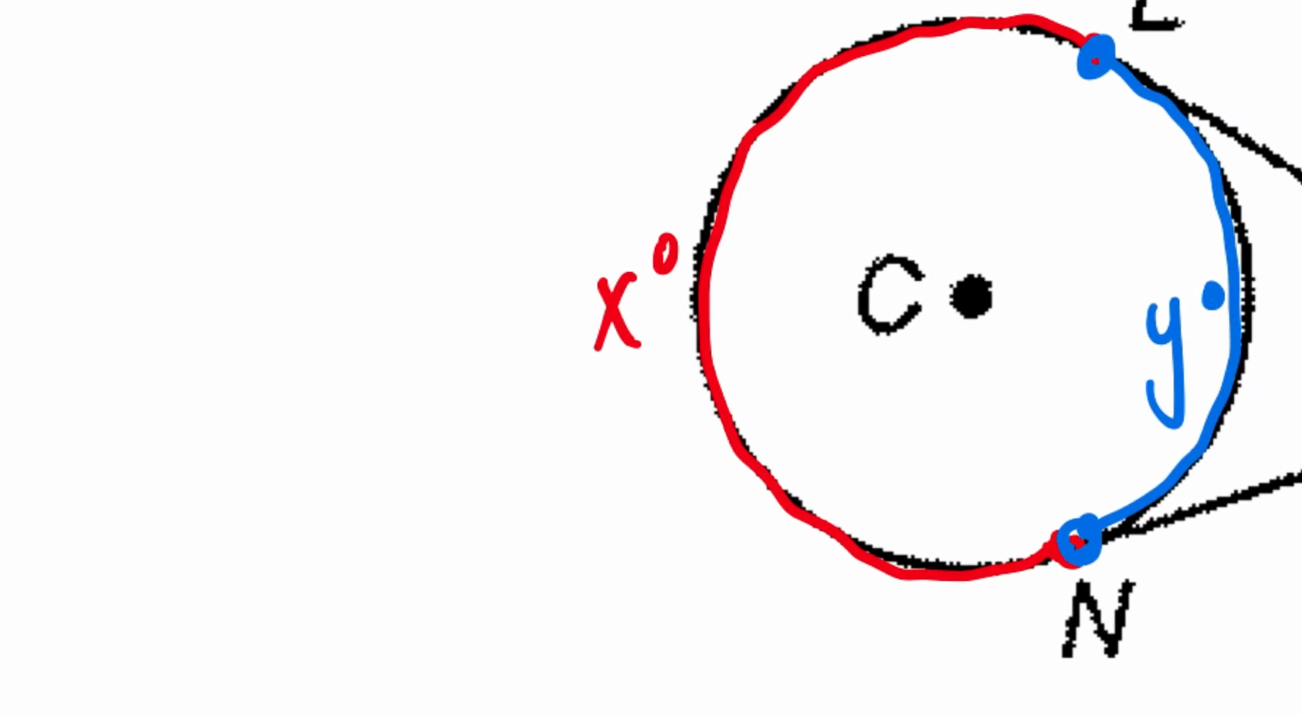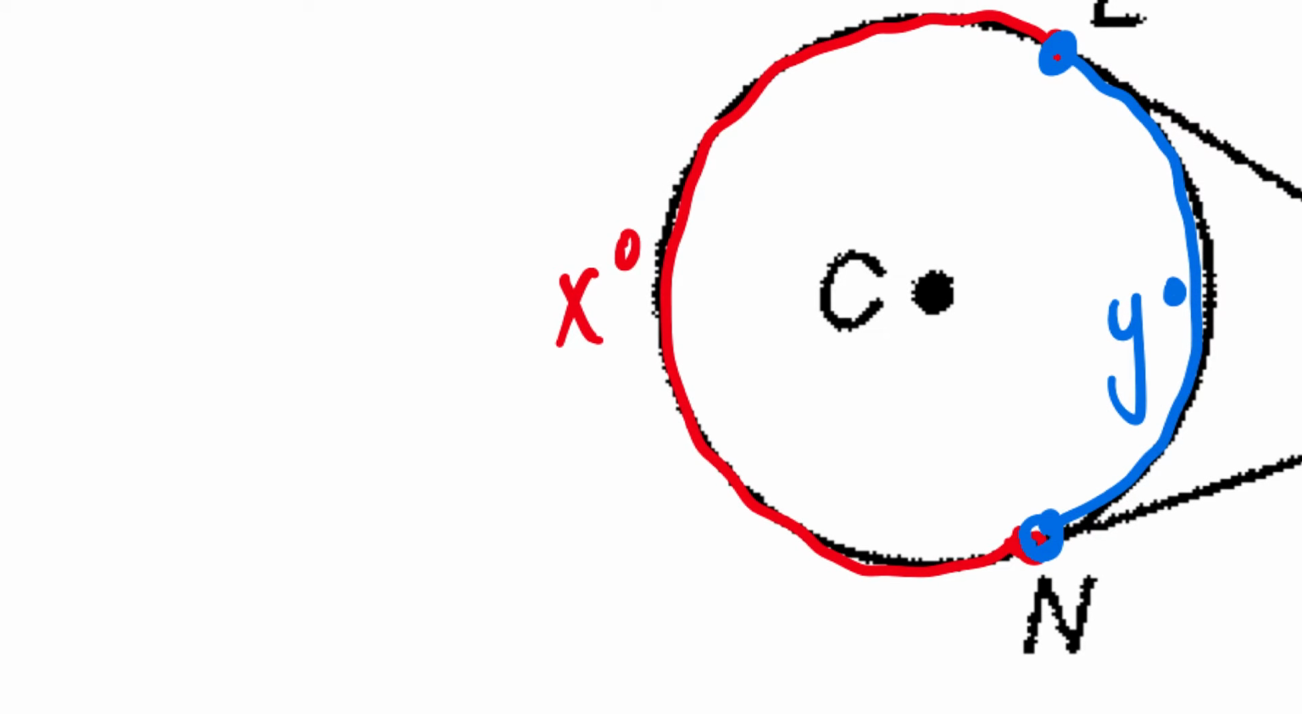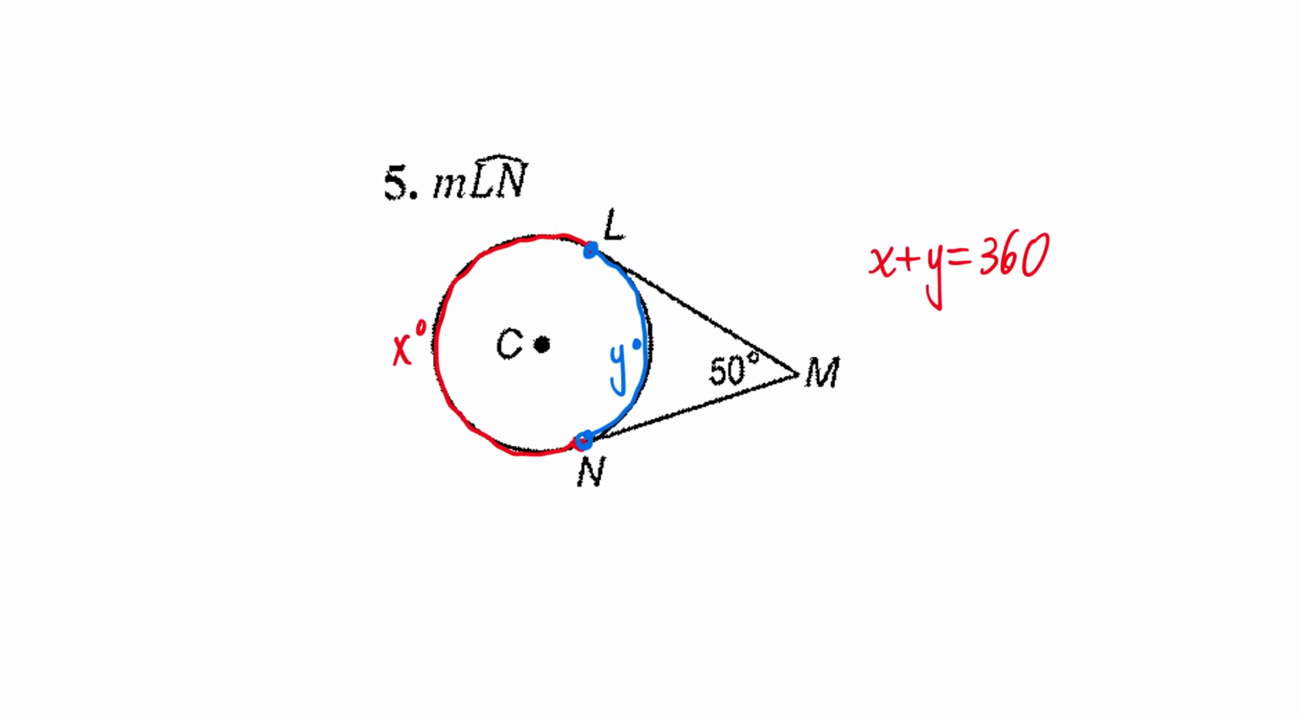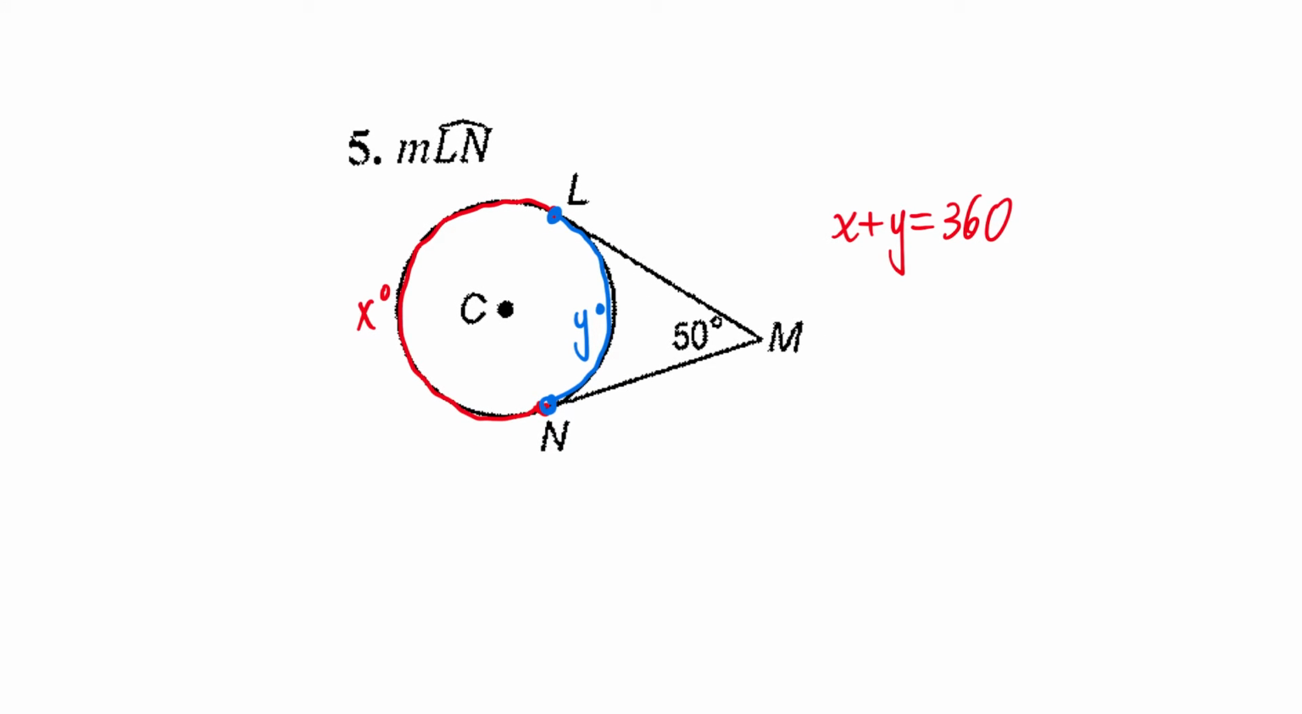So forget about the 50. Whenever I put that arc, the major arc, and the minor arc together, how many degrees is that? 360. So if I take X and I add Y to it, what do they add up to? 360. So that's one fact that I know within this problem, within this system. That's one for sure fact.